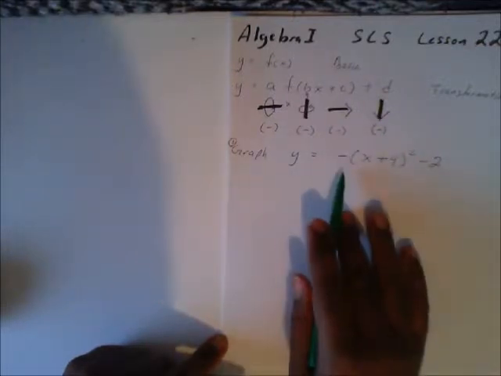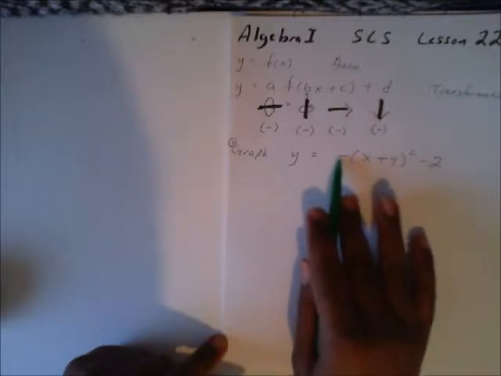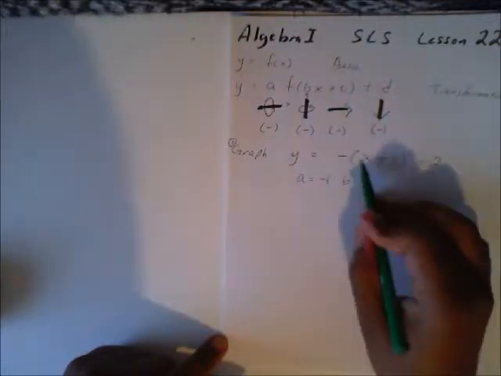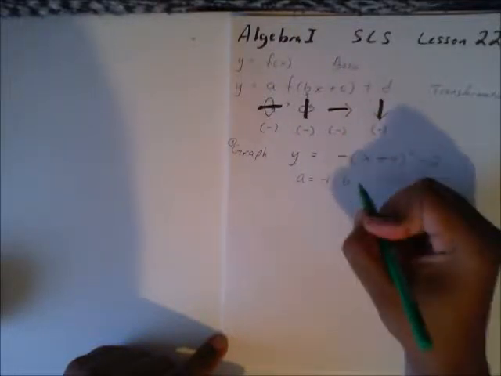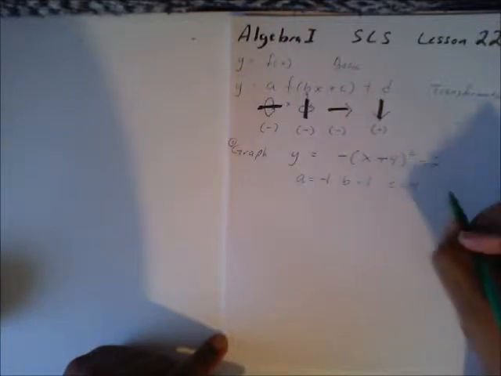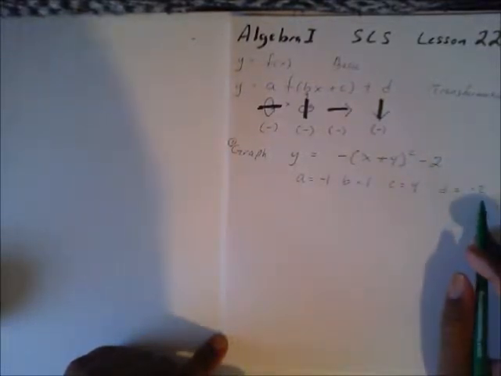So on this first graph, I want to identify my parameters. My first parameter here, A, is -1, which is on the outside. My B parameter is on the inside here on the x, which is an understood 1. My C parameter is the 4 here, adding on the inside. And my D parameter here is -2, subtracting on the outside.